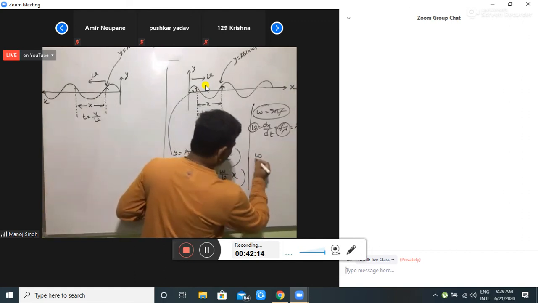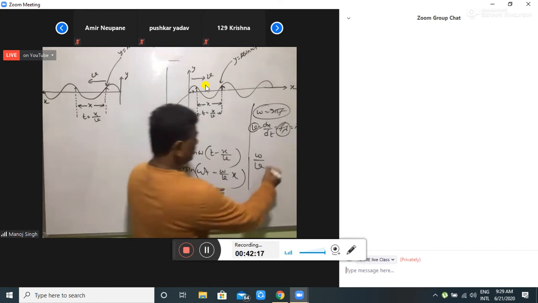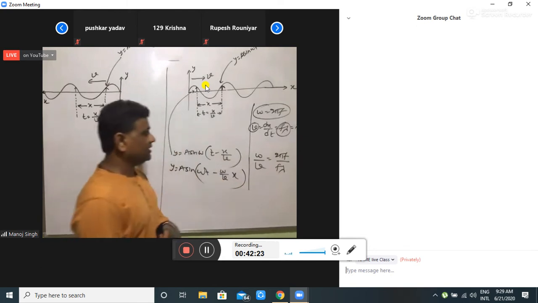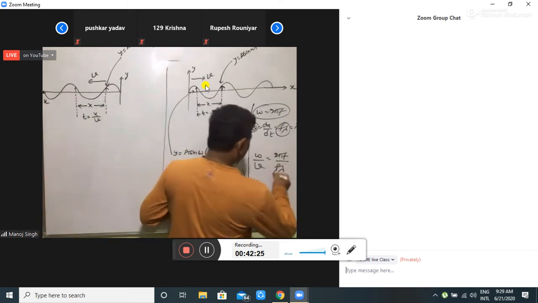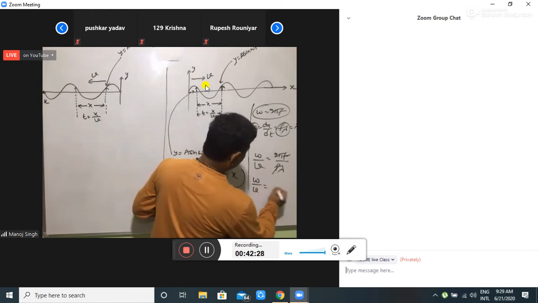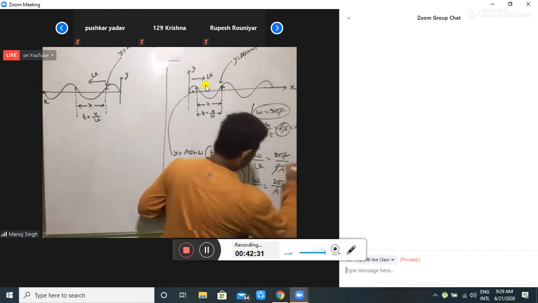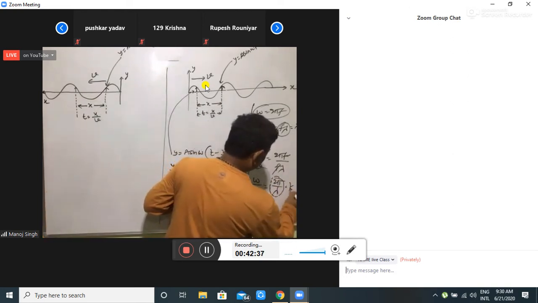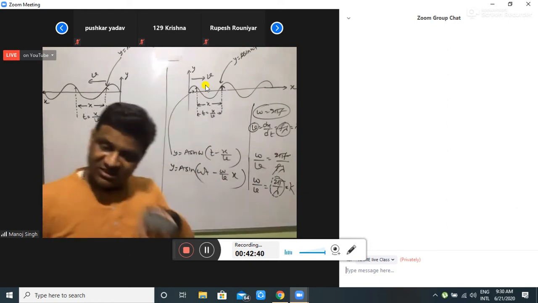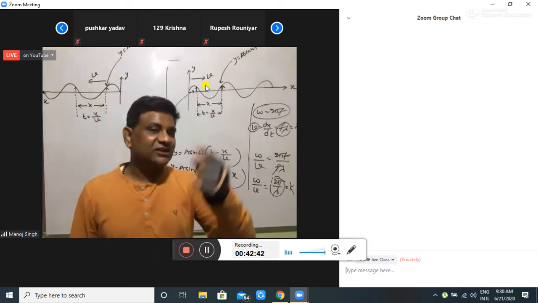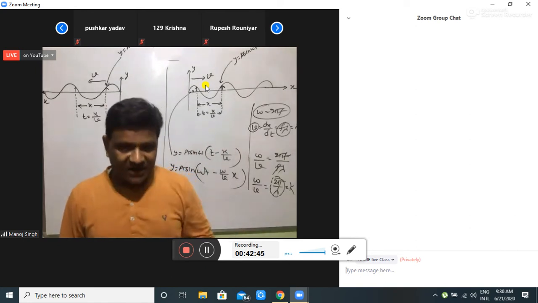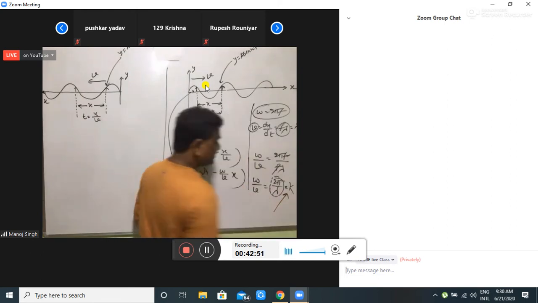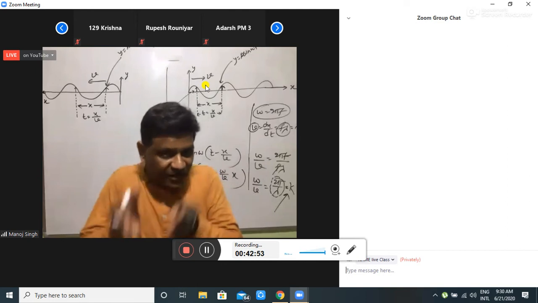So what is the value of omega by v? Omega is equal to 2 pi f, and v is equal to f into lambda. This f will cancel. So omega by v comes out as 2 pi by lambda. This 2 pi by lambda is a constant term, and this constant is known as the angular wave number. So omega by v is equal to k, where k is the angular wave number.